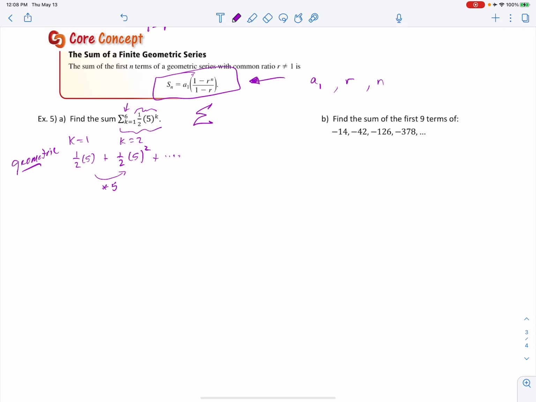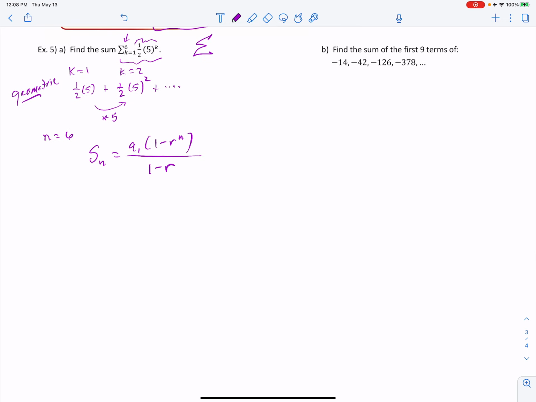Since k is starting at 1 and ending at 6, n is 6. There are 6 terms. So I'm just going to plug in all these things that I know, and use this form. This is adding up 6 terms. If you write out the 6 terms and add them up and come up with an answer, you will not receive credit. You must show use of formulas. Let's show use of formulas.